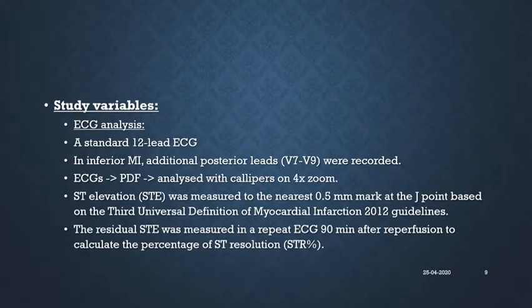The study variables, ECG analysis. A 12-lead standard ECG is done for all patients, and those who had an inferior MI, additional posterior leads, that's V7 to V9, were also recorded. These ECGs were then scanned and saved as a PDF, and they were zoomed to 4 times their original size on a computer screen and analyzed using calipers. ST elevations were measured to the nearest 0.5 millimeter mark at the J point based on the third universal definition of MI, and the residual ST elevation was measured in a repeat ECG 90 minutes after reperfusion to calculate the percentage of ST resolution.